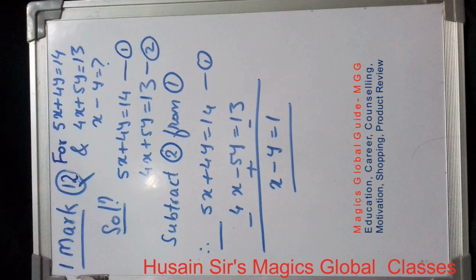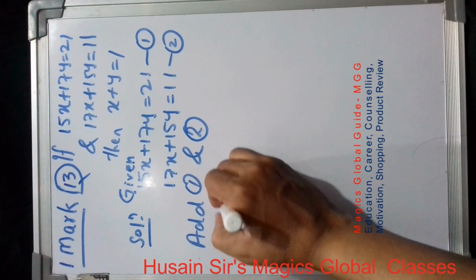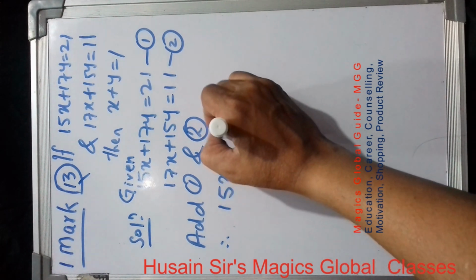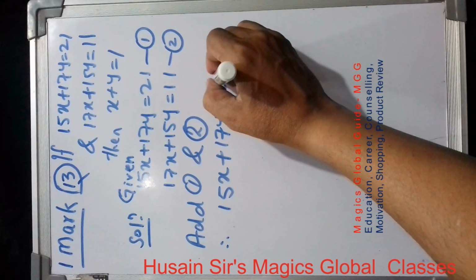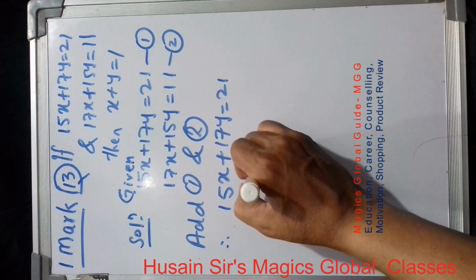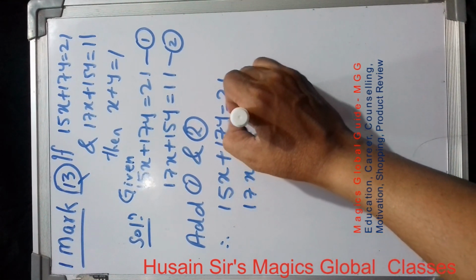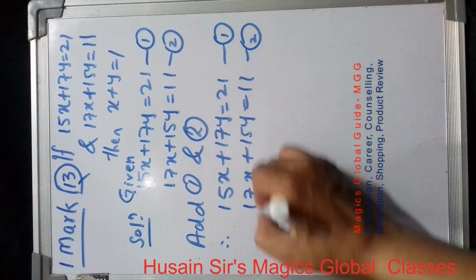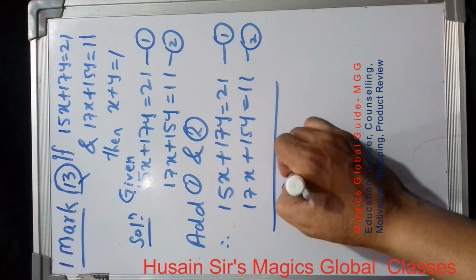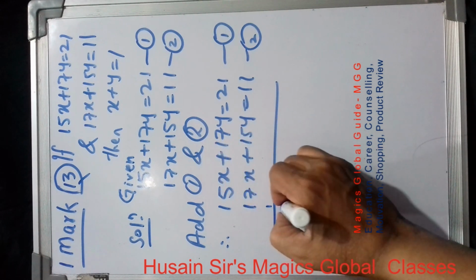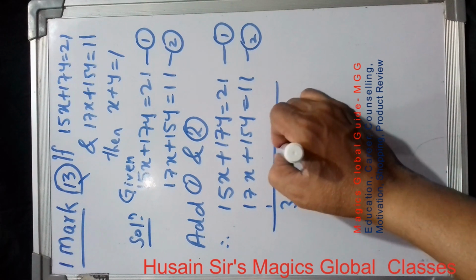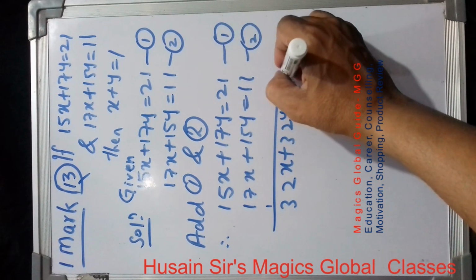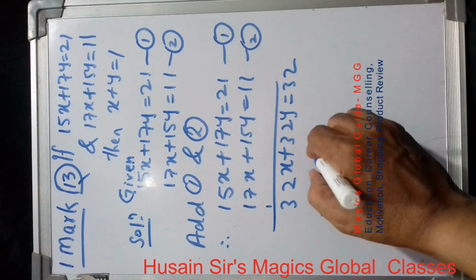In the next case we have 15x plus 17y is equal to 21 and 17x plus 15y is equal to 11. We have to find the value of x plus y. It's by mistake written x plus y is equal to 1. Anyway, we give the number 1 and 2, then we add both the equations, and after addition we are going to get 32x plus 32y is equal to 32. Taking out 32 common from the left side and dividing the whole equation by 32, we get x plus y is equal to 1.